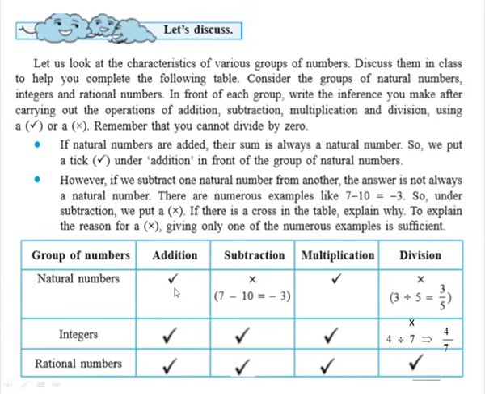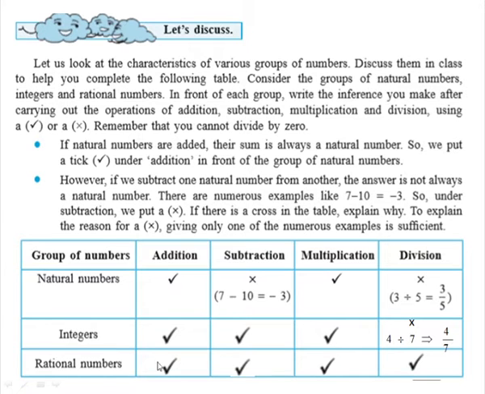Take any two natural numbers, 5 and 8. 5 plus 8 is 13. So 13 is a natural number. Hence, the sum of two natural numbers is a natural number. So we will put a right mark in front of it. Now look at any two natural numbers, 7 and 10. If you subtract one natural number from the other, many times you will get a natural number as the difference. That is, if you subtract a smaller number from a bigger one, you will get a natural number as the difference.